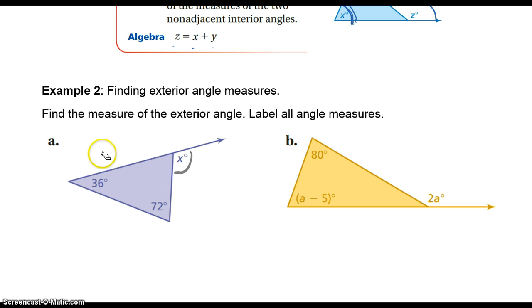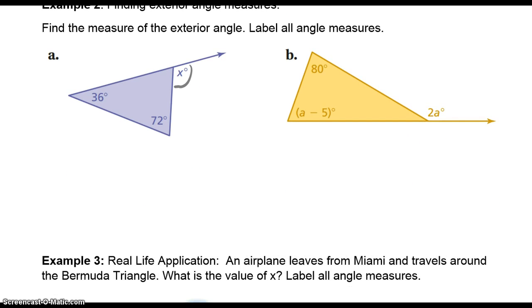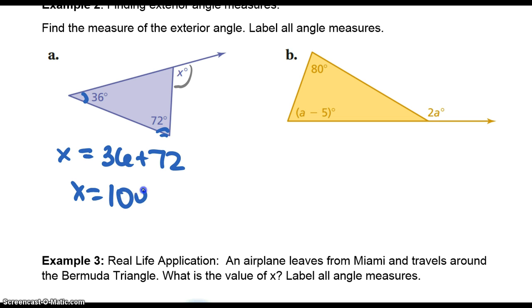Okay, so we're trying to find the measure of the exterior angle right here. Label all the angle measures when you're finished. So we know that this angle X should equal the sum of the interior angles right here, the non-adjacent ones, not looking at the one that's missing right there. 36 plus 72. So X should equal 108 degrees.